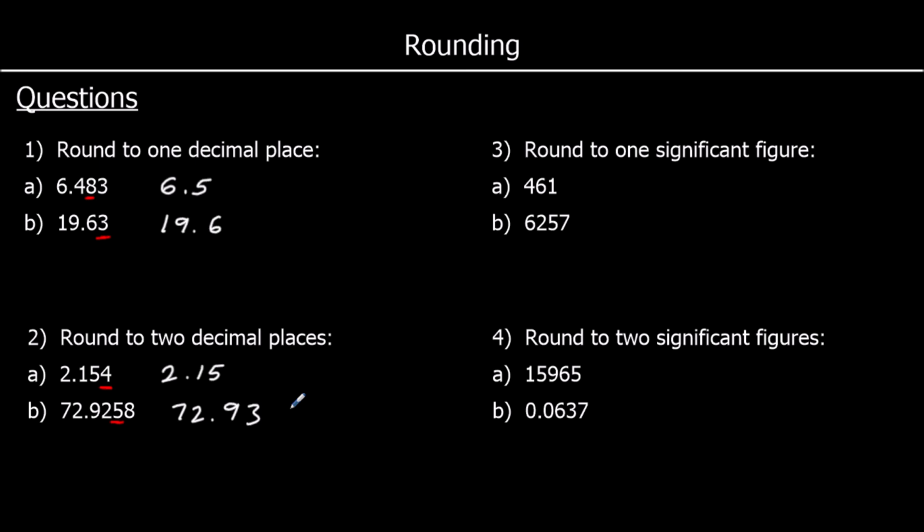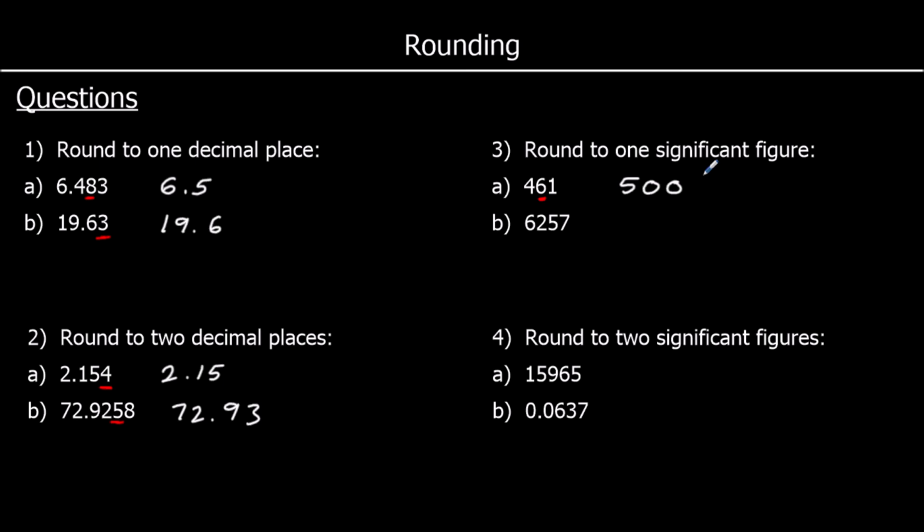Rounding to one significant figure means start counting at the first non-zero number. So here we've got 461. So the 400 is the first non-zero number. So look at the next one. Is it 5 or above? Yes. So round it up to 500. So it's closer to 500 than 400.